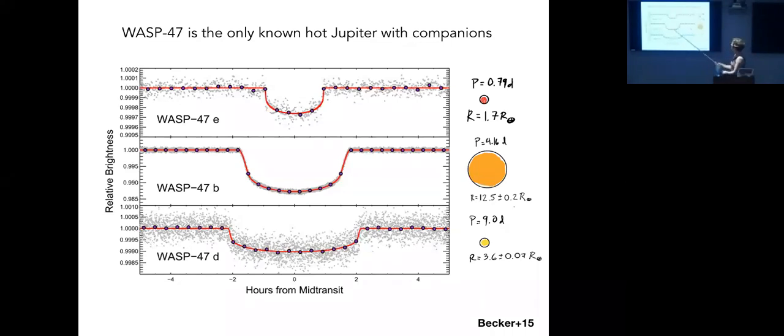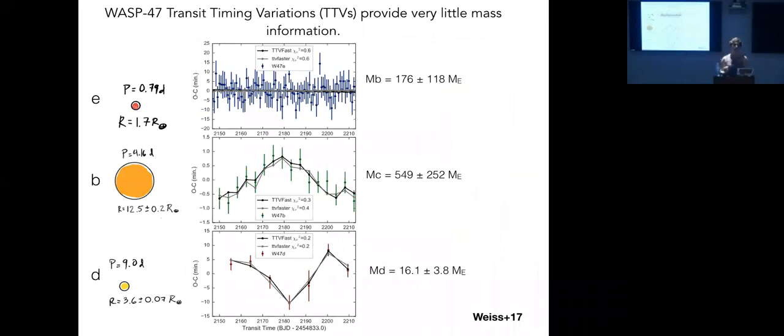It's got a period of 4 days. And then there's a 1.7 Earth radius planet interior to it with a period of less than a day, and a 3.6 Earth radius planet exterior to the hot Jupiter at 9 days. The transits of WASP-47 exhibit transit timing variations due to the planets' gravitational interactions. By forward modeling the transit times with an n-body code, we explored how well the observed transit times constrain the planet masses. Unfortunately, large degeneracies between the planet masses and orbital periods inhibited a precise mass solution for some of the planets.